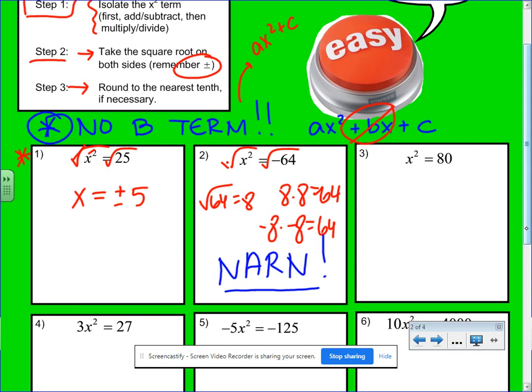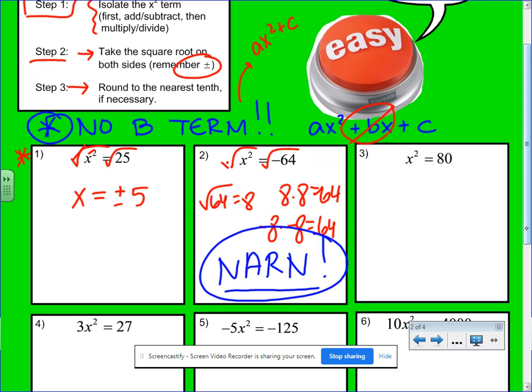So if you ever get to a point where you're taking a square root of a negative number, your answer is always narn, because there is not a real number that you can square to get a negative number. Now, I caution you to be careful with this. If you just see a negative number, make sure you don't have anything else you have to do first that would make it positive, such as dividing by a negative or something.